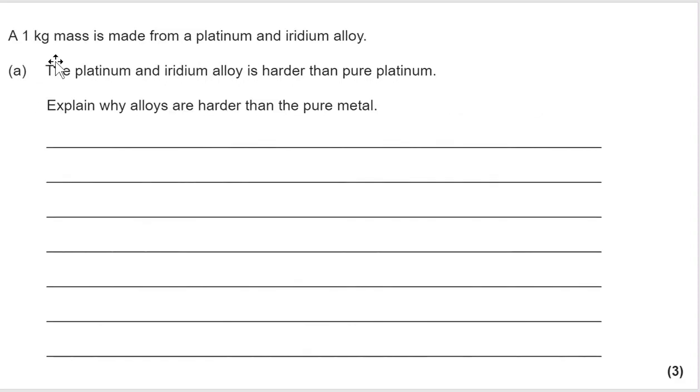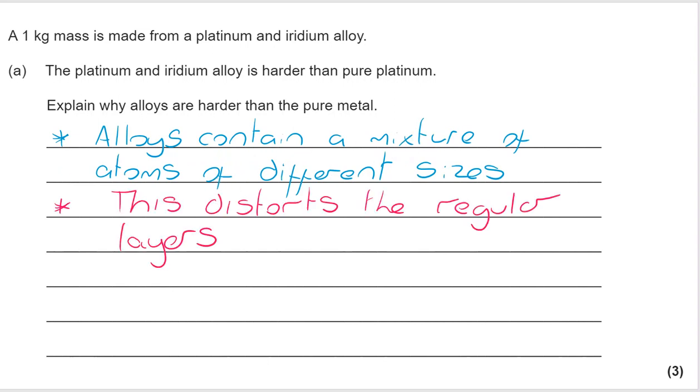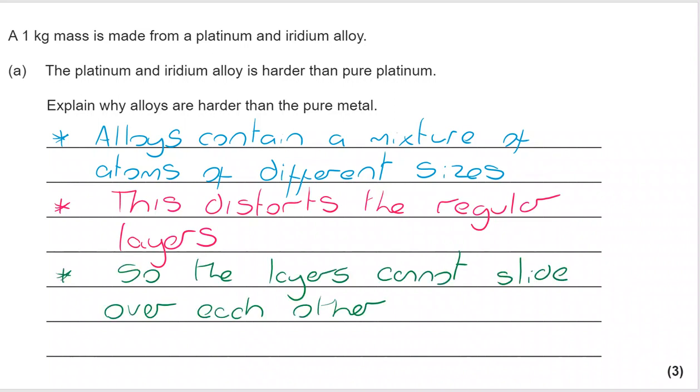A kilogram mass is made from a platinum and iridium alloy. It's harder than pure platinum. Explain why alloys are harder than the pure metal. So you do need to remember that metals have a regular structure. Now in an alloy, we've got atoms of different sizes. That will distort the regular layers that exist in pure metals. And because the layers are distorted, they can't slide over each other.